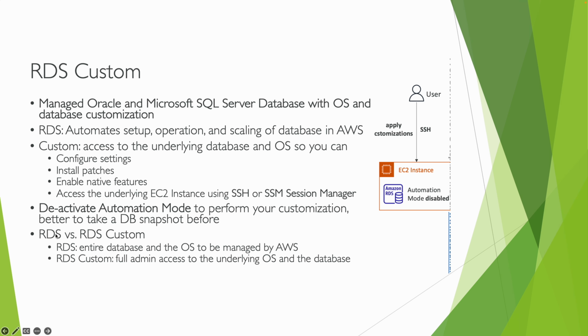Okay, so RDS versus RDS Custom. In RDS, the entire database and the OS are managed by AWS. So AWS will manage all this. In RDS Custom, full admin access is given for the underlying database. So whoever creates this RDS will get full admin access for the underlying operating system also. In RDS you get only the DB level admin permissions, while in RDS Custom you get the server level admin permissions.